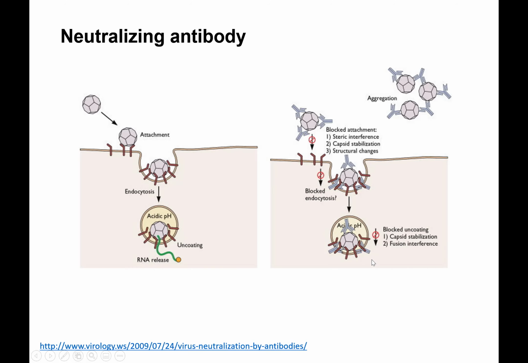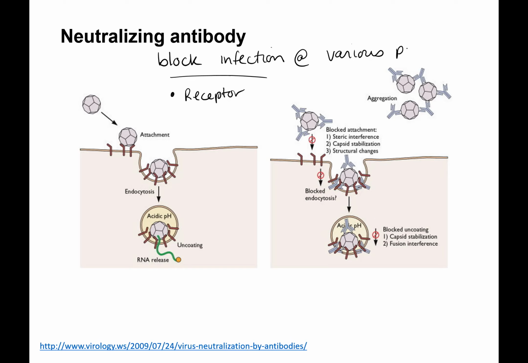So let's talk about neutralizing antibodies. Again, the goal is to block the infection. So, this can happen at different parts. One of the reasons I had you learn about a virus replication cycle is neutralizing antibodies can block receptor binding at various points of the replication cycle.